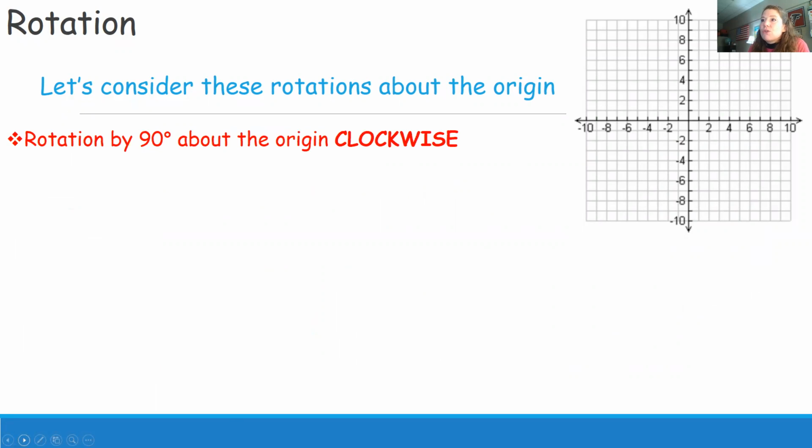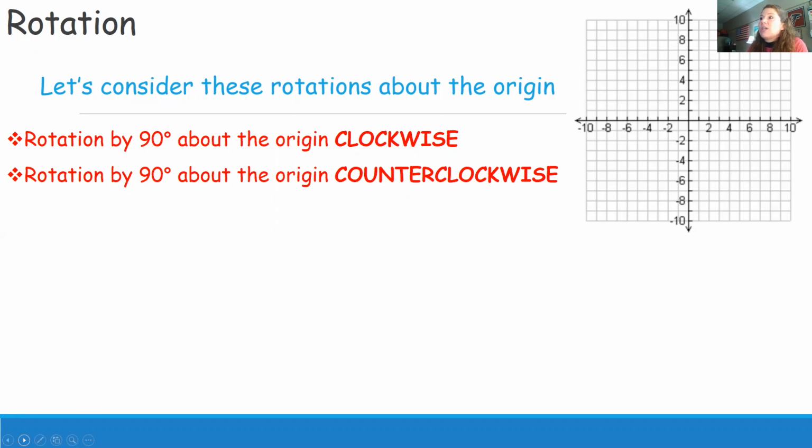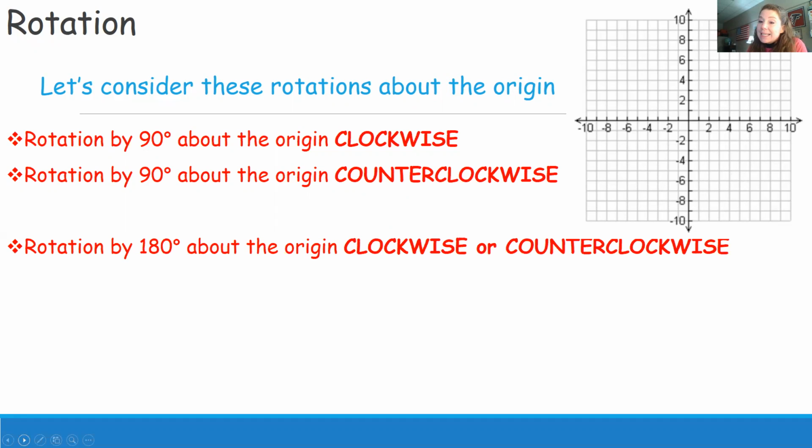So there are several different ways you can rotate. You can rotate based on the number of degrees and which direction you're going. Are you going clockwise or counterclockwise? You can go 90 degrees clockwise, 90 degrees counterclockwise, or 180. Will it matter if you're turning it upside down? Would it matter which direction? No, it doesn't matter which direction when you rotate 180 degrees.